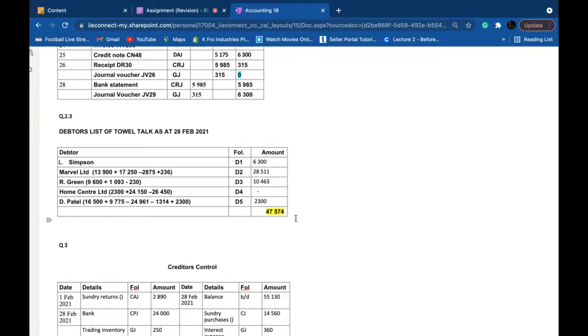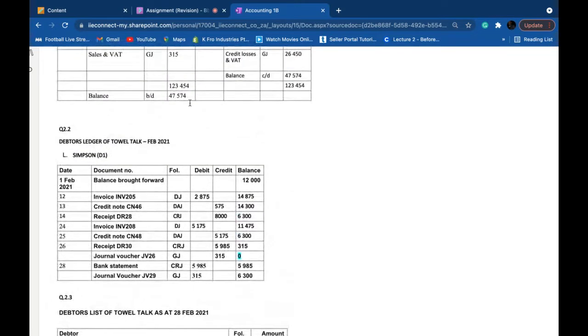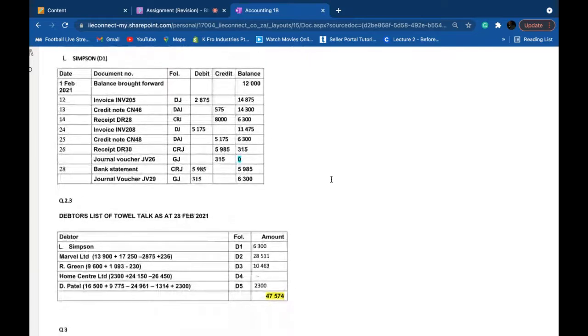And then that gave you a total balance on your debtors list of 47,574. Now we go back to where? To the debtors control to see, did we do everything correctly? Have we managed to reconcile? If we look at our balance there, you can see that we have a balance of 47,574, just like we have on the total on the debtors list. So we are happy. Everything is balancing.